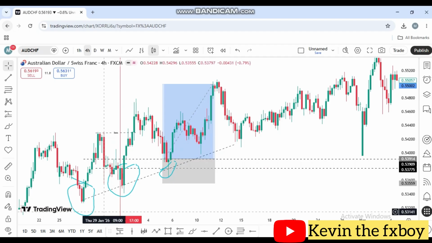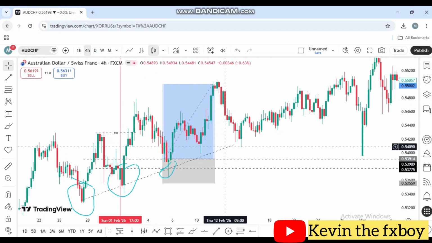So I added this, and then I added this trend line. I don't talk about trend line very much, but I had to mention it here. I use the trend line as confluence. The trend line is not my confirmation. The trend line is a confluence.